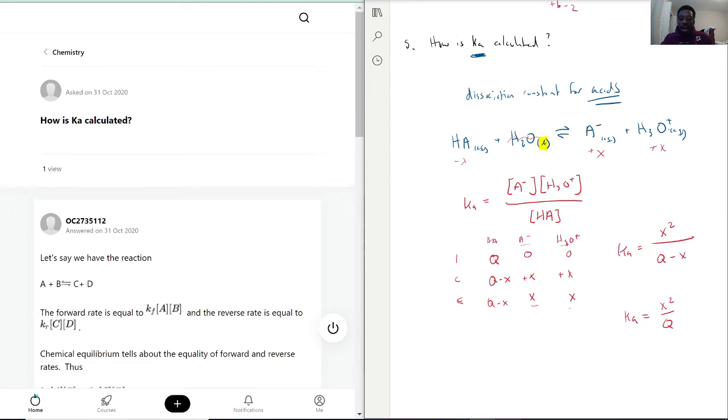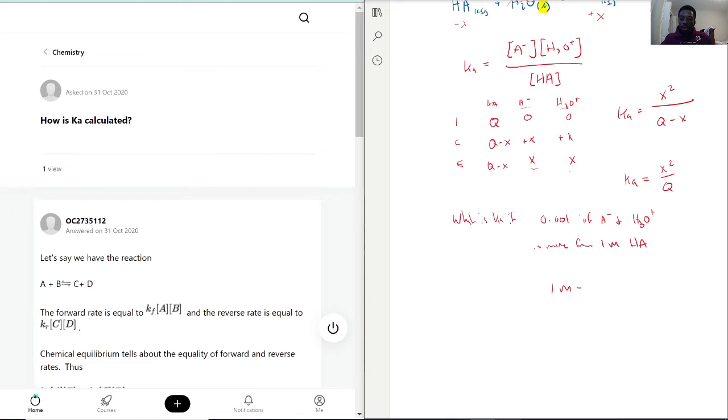So if I said, what is the Ka if 0.001 of A minus and H3O is made from 1 mole of HA. In reality, instead of it being just 1 mole, it'd be 1 mole minus the 0.001, which is quite small, but you still want to factor that in to really get that Ka value.